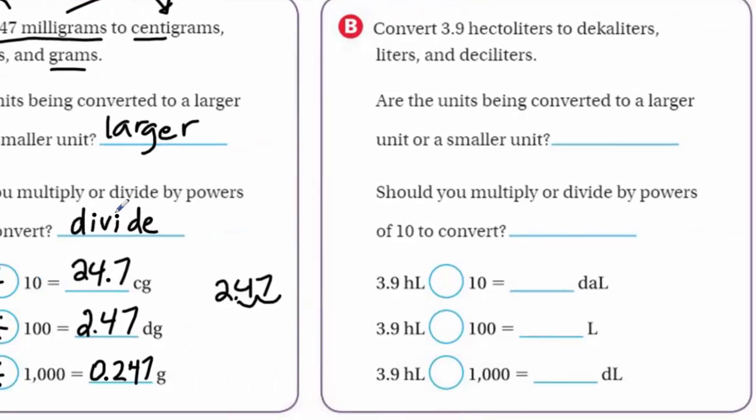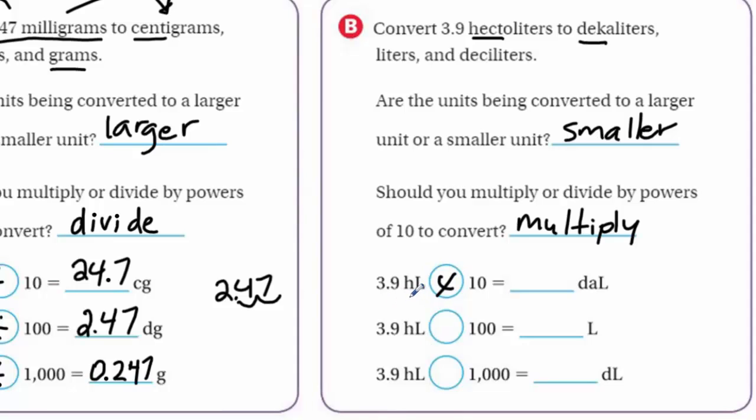B says convert 3.9 hectoliters to deciliters, liters, and deciliters. Oh my goodness. Okay, that's kind of weird. So let's take a look. First thing, if we're going from hectoliter, which is to the left of a liter, to a deciliter, which is to the left, then we know that we're taking a unit that is larger and going to a unit that's smaller. Then should you multiply or divide? Well, if we're going from a larger to a smaller, we're going to be multiplying.